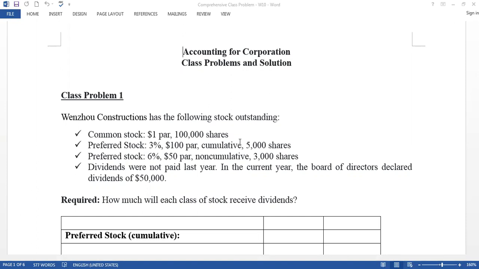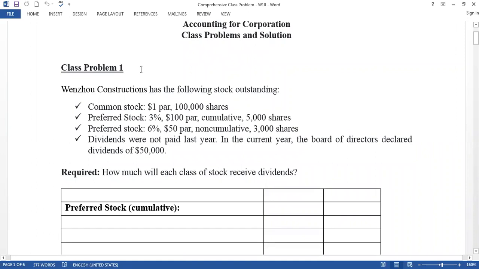So today I'm going to solve several important questions from the chapter titled Accounting for Corporations. I'm going to solve 4 questions and try to understand the questions carefully and see the solutions. If you have any question, you can stop me anytime.